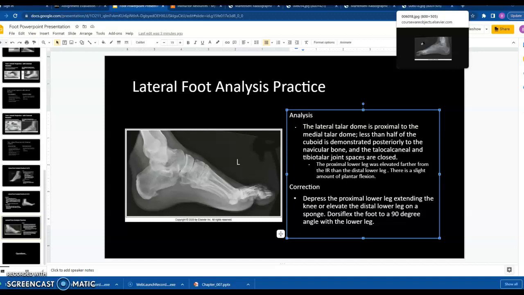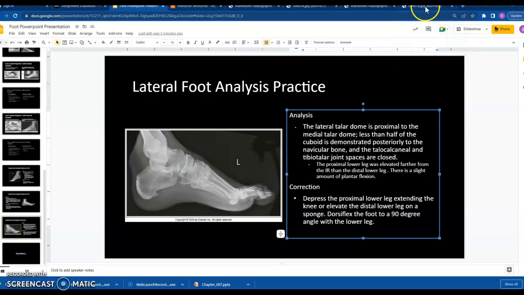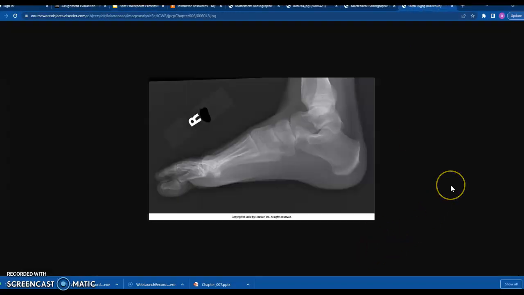In order to correct this, you want to depress the lower leg, extending the knee, or elevate the distal lower leg on a sponge. You also need to dorsiflex that foot to a 90-degree angle with the lower leg to get an accurate projection. And this here is the projection that was in your quiz.